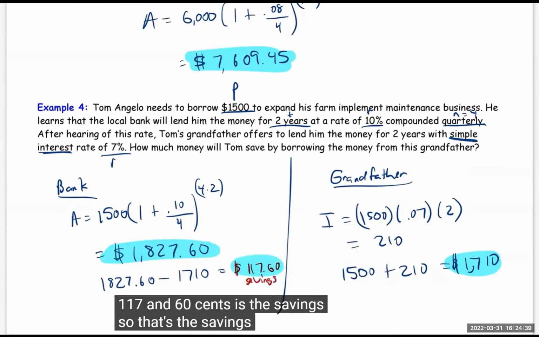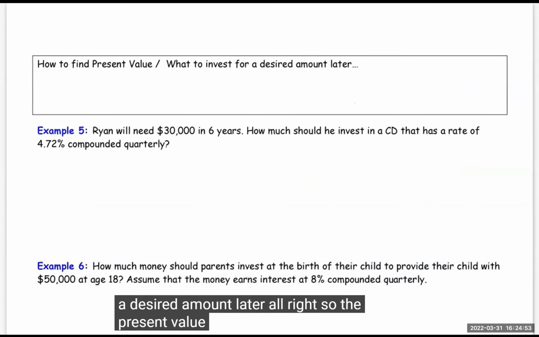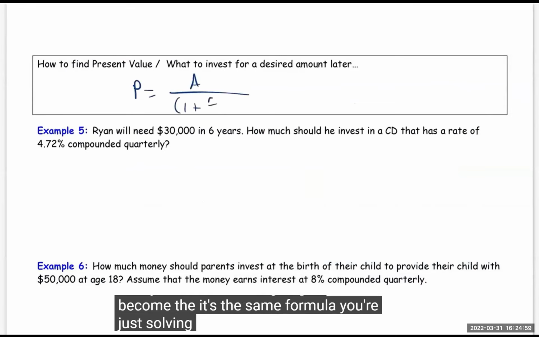How to find present value, what to invest for a desired amount later. All right, so the present value, you just have to solve for P. So if you do that, it's the same formula, you're just solving for P.